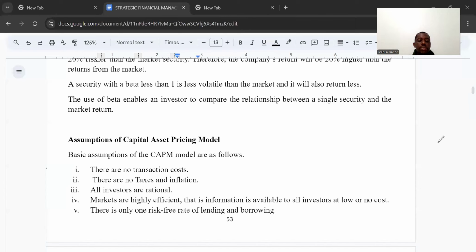So there's just one risk-free rate of either lending or borrowing in the economy. For instance, now in the Nigerian economy, we assume that the government bonds are risk-free. So if the central bank has set the borrowing rate or the MPR to be 12%, we assume that every company in the economy, or every investor, can borrow at just one rate, okay? But in reality, it is not so. All investors cannot borrow at the same rates.